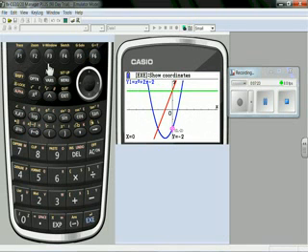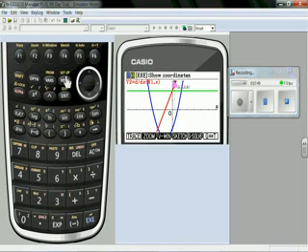Now when I trace, I'm going to hop between points. Each one of those is the derivative evaluated. So the derivative at that point, the slope of the tangent line at that point, is calculated. It's 0.3.